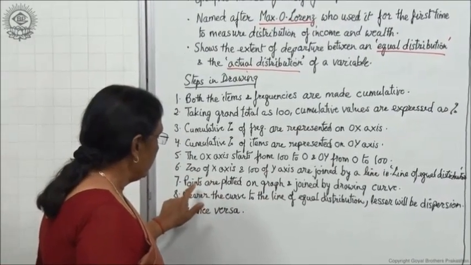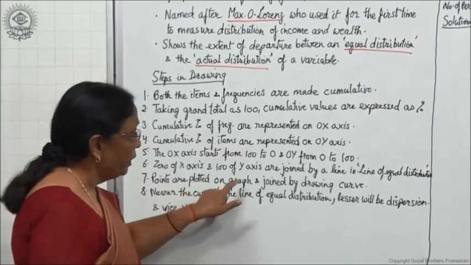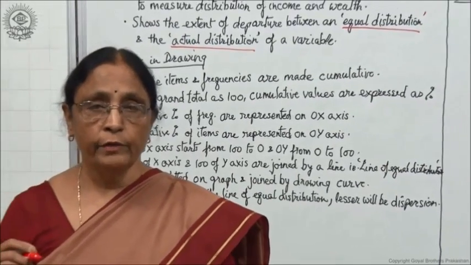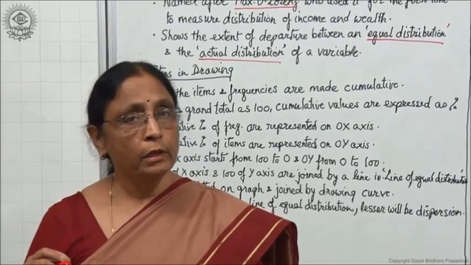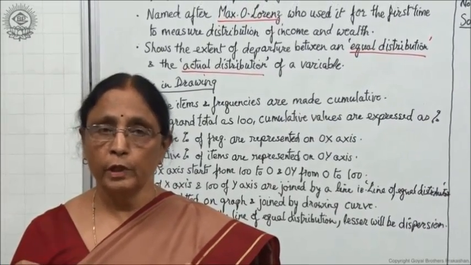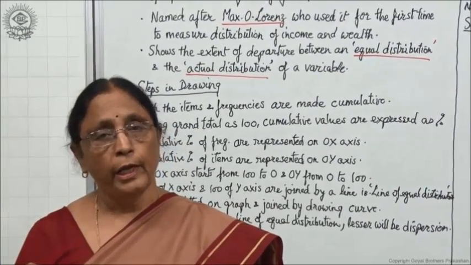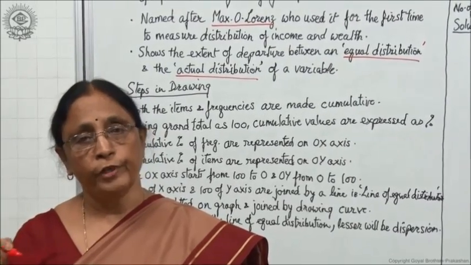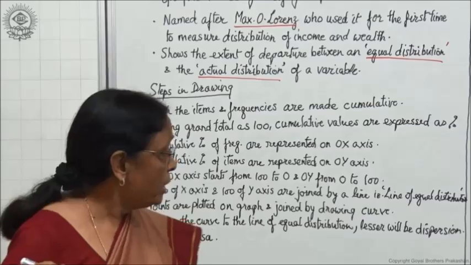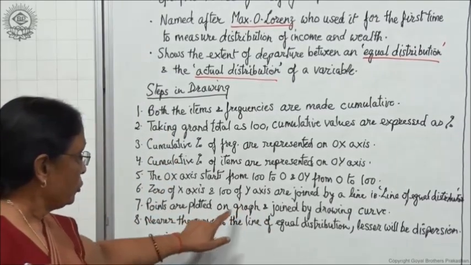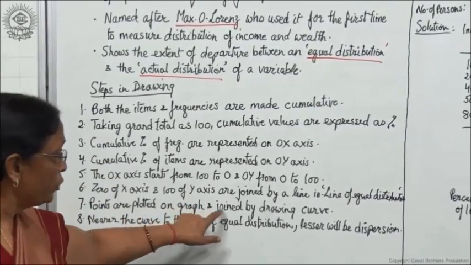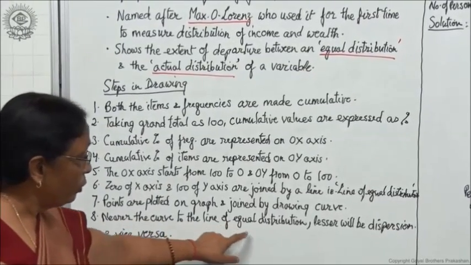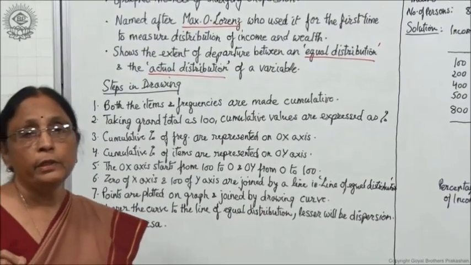Then after this, points are plotted on the graph on the basis of the data given to you, on the basis of cumulative percentage, and after plotting the points we join the points by a freehand curve. This is known as the Lorenz curve. So the points are plotted on the graph and joined by drawing a curve. The nearer the curve is to the line of equal distribution, the lesser will be the dispersion.